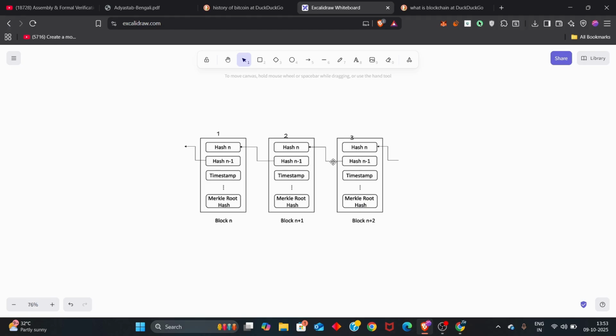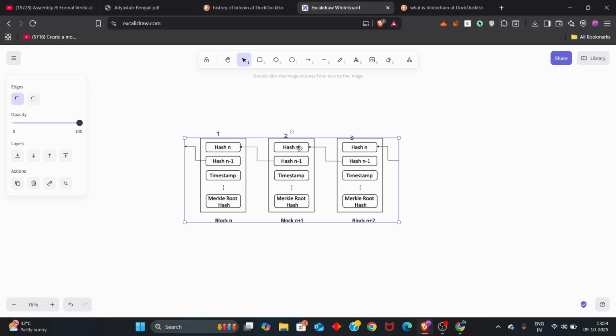One more thing: why is it secure? This is secure because if you change anything in a block, like if you change the data in this block, the hash will change automatically. If I change any data or try to tamper with this data, then the hash of this block will change. Like hash n, you can see this will show something like hash n plus 1, hash n plus 2, or anything. It will just change.